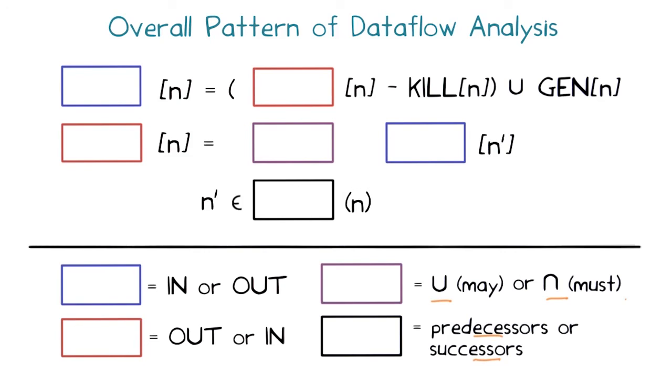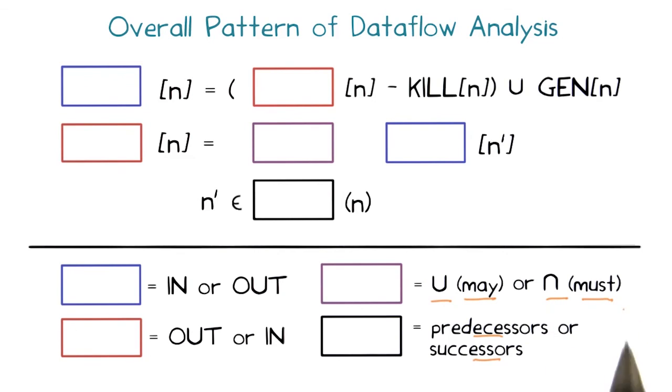Intuitively, an analysis is said to compute may facts if those facts hold along some path in the control flow graph. In contrast, an analysis is said to compute must facts if those facts hold along all paths. Thus, the may versus must property of an analysis is decided by mapping the purple box to the set union operator in the case of may analysis and to the set intersection operator in the case of must analysis.